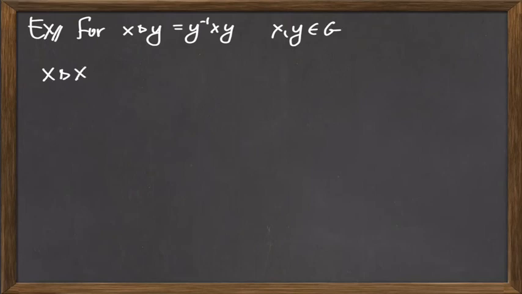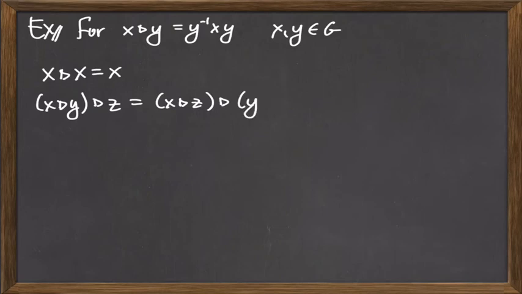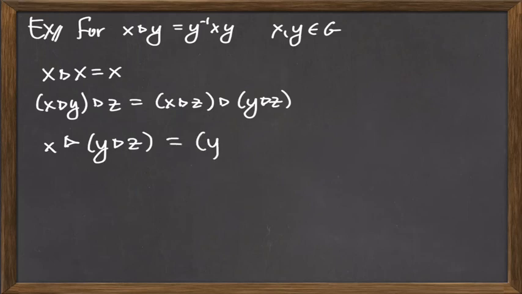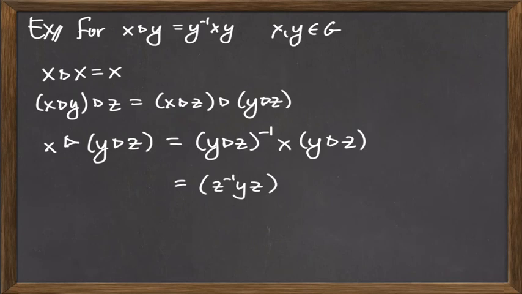We know that x triangle x is equal to x. We know that it's left distributive. These are things that we checked when we first met the definition of quandle. But let's check the left distribution. X triangle, parentheses, Y triangle Z. This is going to be Y triangle Z inverse times X times Y triangle Z. Y triangle Z is Z inverse YZ. Inverse X, Z inverse YZ.